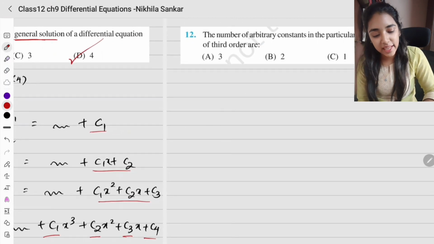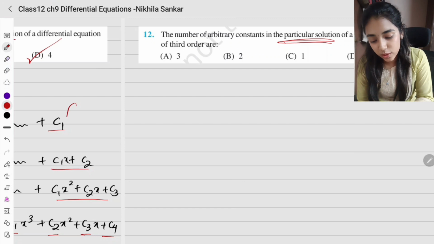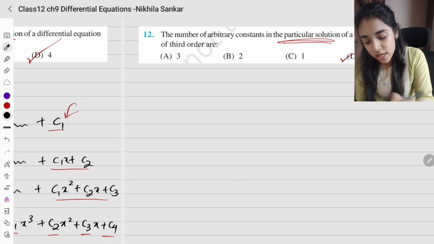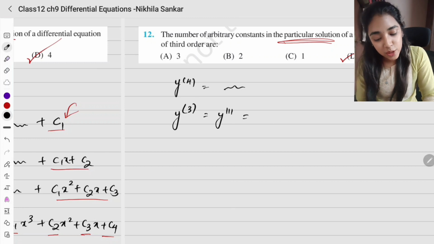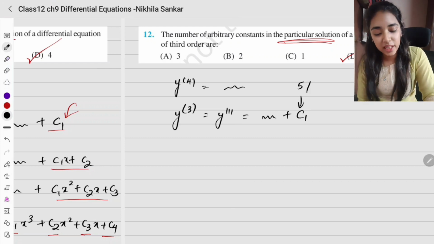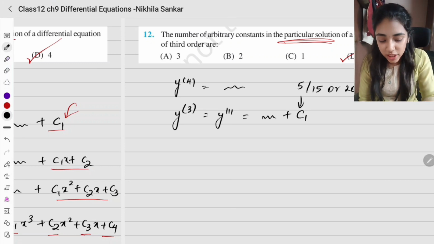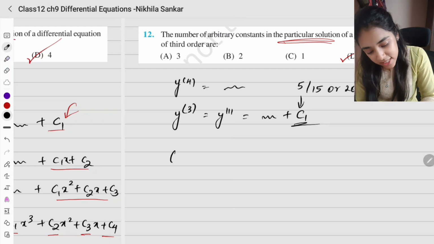Okay, but when you see the next question, the number of arbitrary constants in a particular solution. What does particular solution mean? You will not have any constants. So it is going to be a 0. Whenever you find the derivative, if there is something in the 4th order, the third derivative, which is going to be y triple dash, you will have something plus c1, for which you will substitute the value of 5, or you can substitute the value of 15, or you can substitute the value of 200 or anything. So this is not going to have a general solution. It is going to have a particular solution, and you see that this constant gets erased. So there are no constants. So the answer is 0.